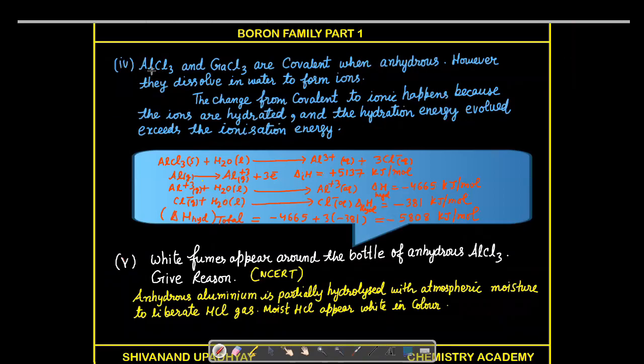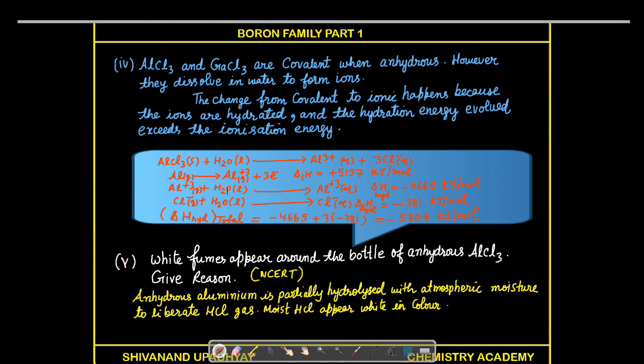If we discuss other halides like aluminium chloride and gallium chloride, they are covalent solids when they are anhydrous. However, they dissolve in water to form ions. And people will ask why it is happening that when they are anhydrous they are covalent, but in water they form ions. So the reason is the change from covalent to ionic happens because the ions are hydrated and the hydration energy involved exceeds the ionization energy.